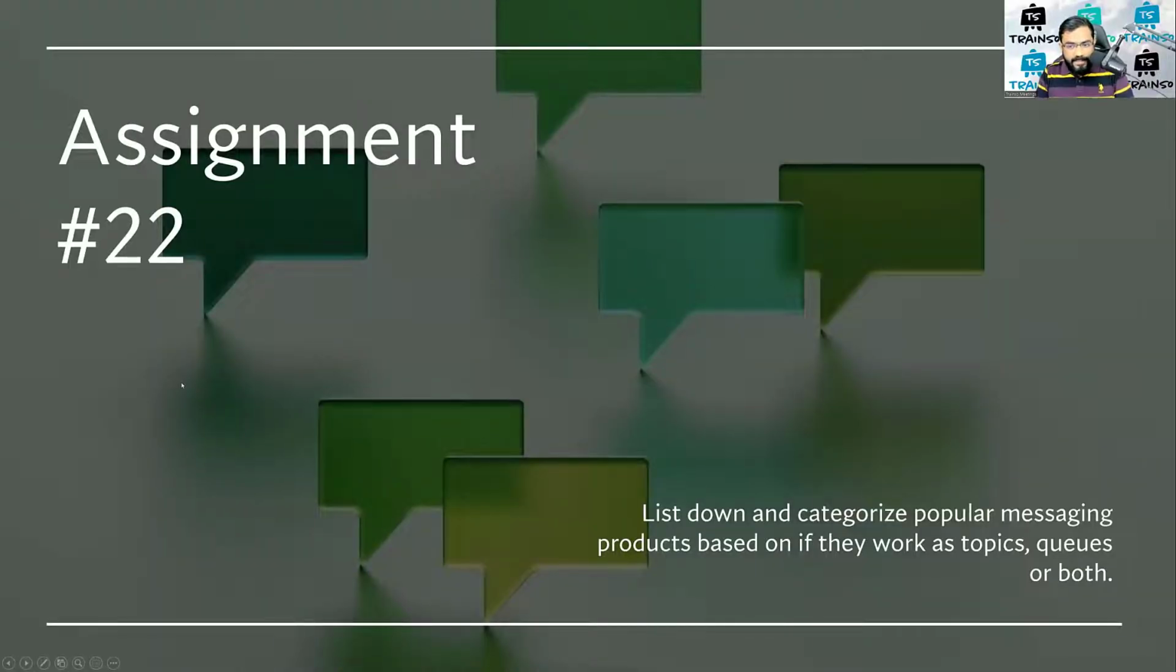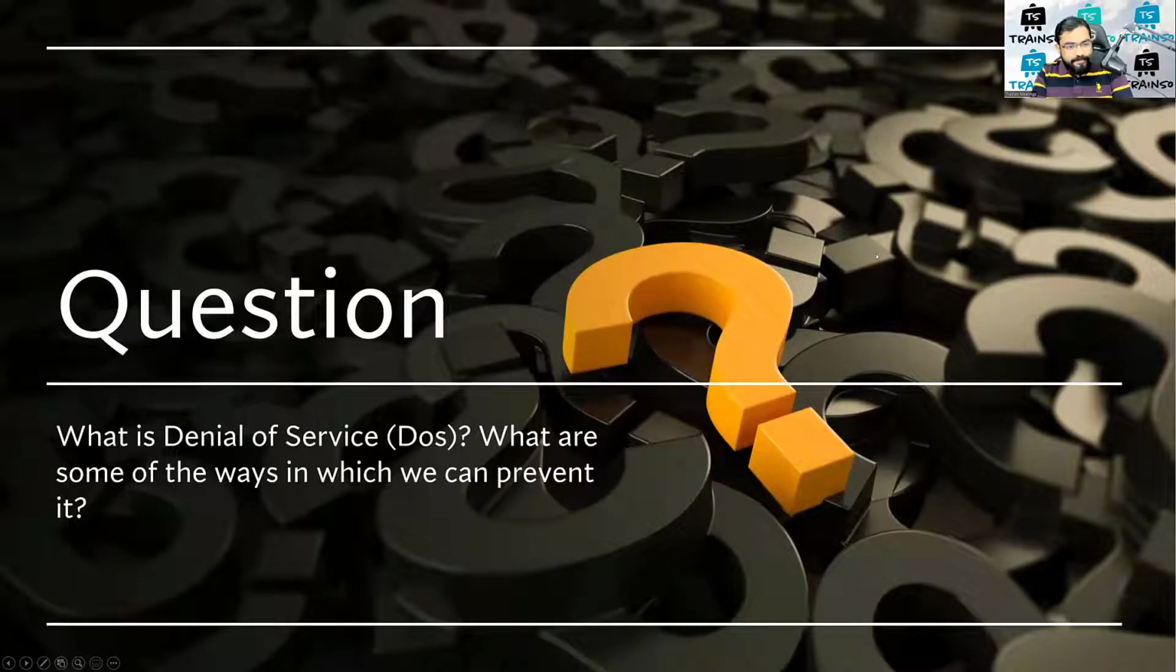List down and categorize popular messaging products based on if they work as topics, queues, or both. Again, explore and then list down. You don't have to know everything beforehand. You have to search.